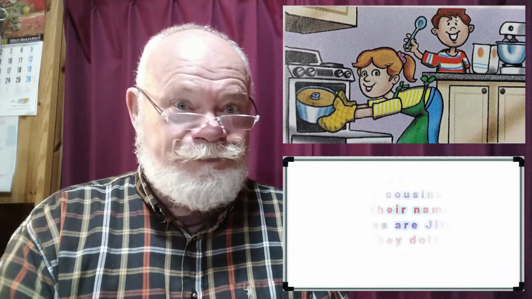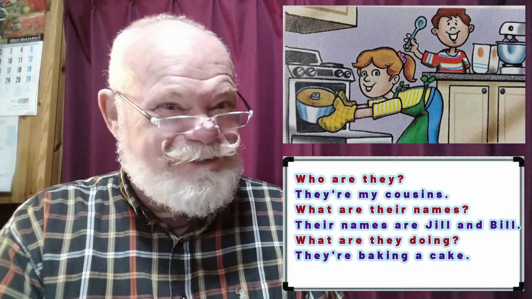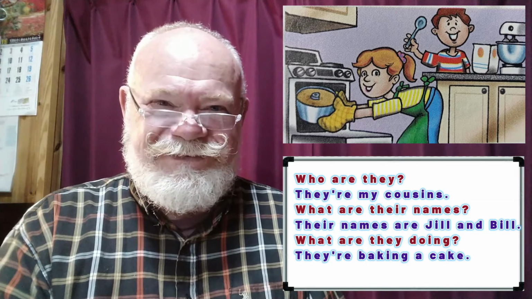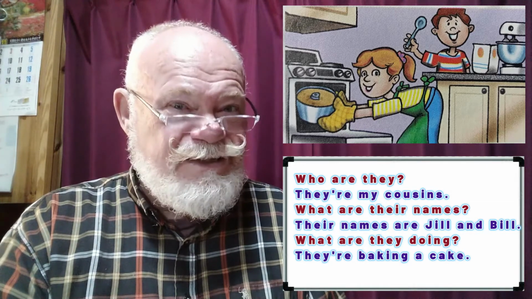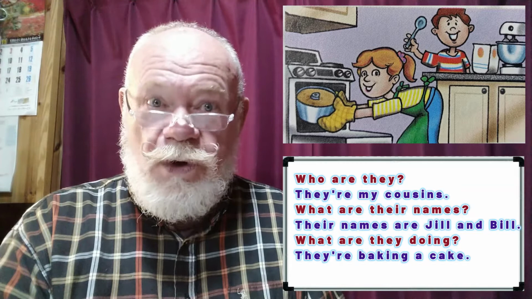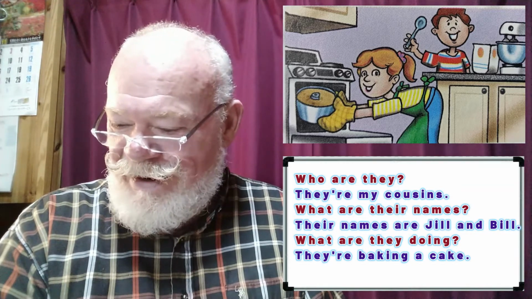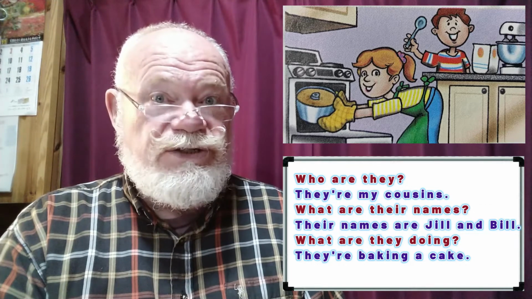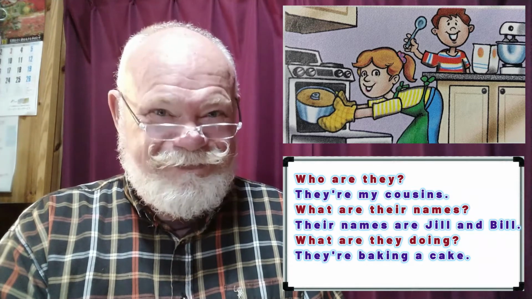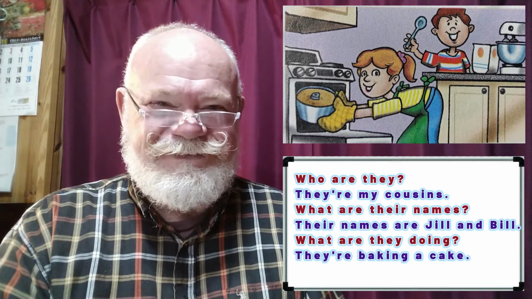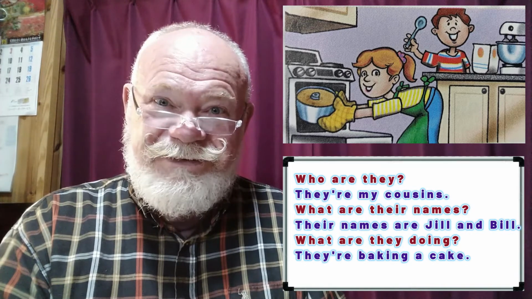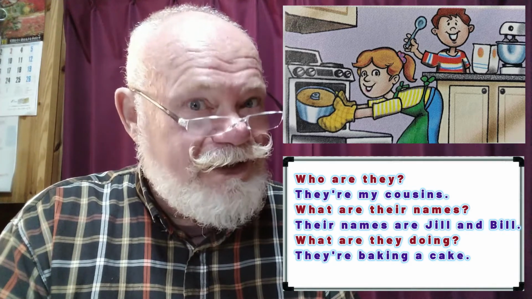Look at the picture here. Oh yes, there are two people in this photo, aren't there? Who are they? They're my cousins. What are their names? Oh, their names are Jill and Bill. What are they doing? They're baking a cake.